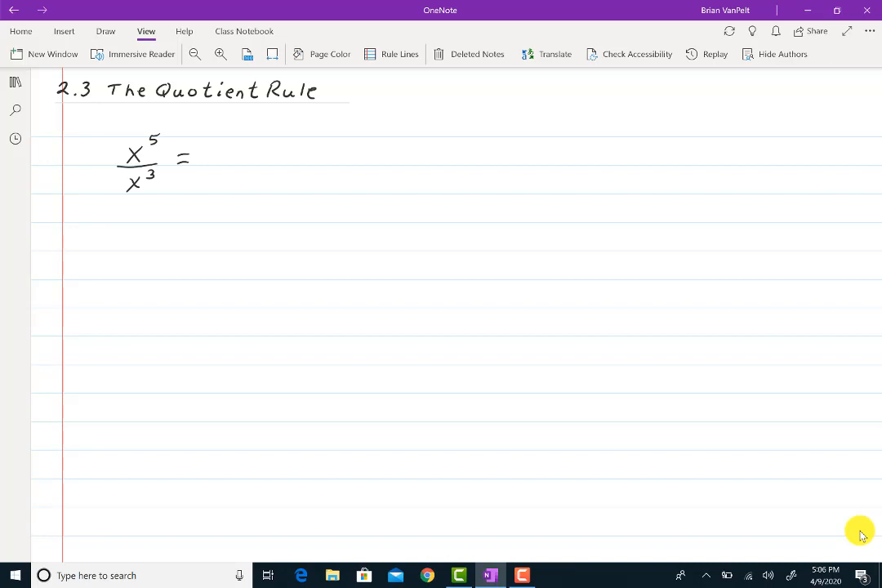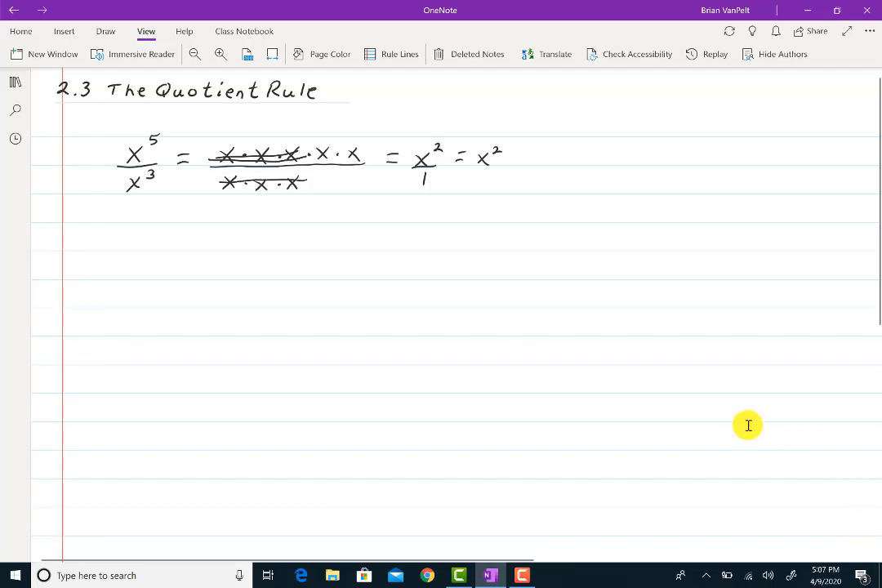Here I have x to the fifth over x to the third. I'm going to write them out. So in the numerator, I want 5 x's all multiplied to each other, and then I want 3 of them in the denominator. And you know that you can cancel whatever is the same in the numerator with the denominator. So I'm going to cancel these 3 x's up here with these 3 x's below, and I'm left with just 2 x's. So that's x squared over 1, or just x squared.